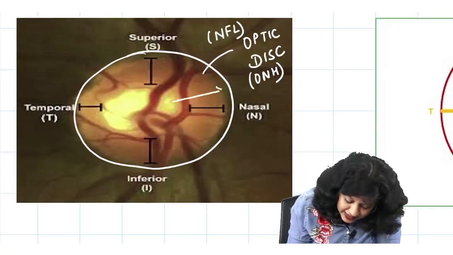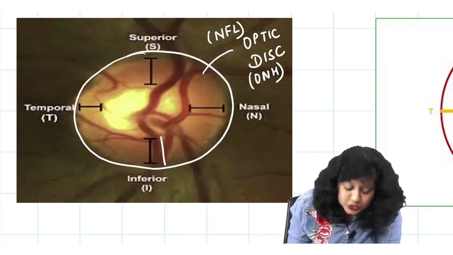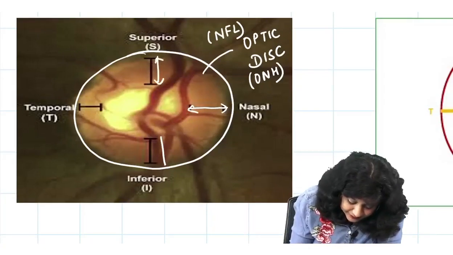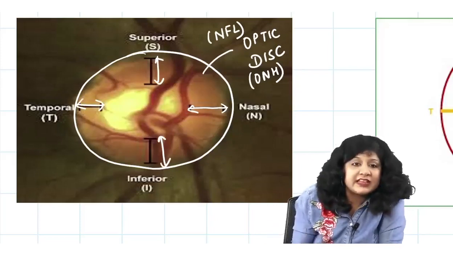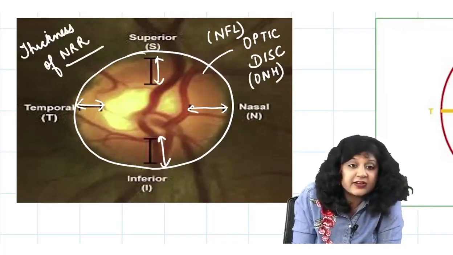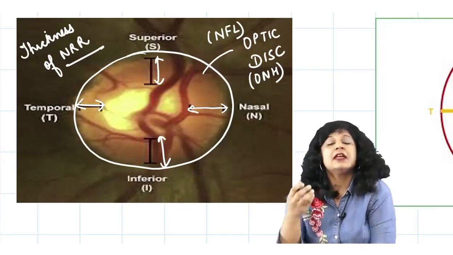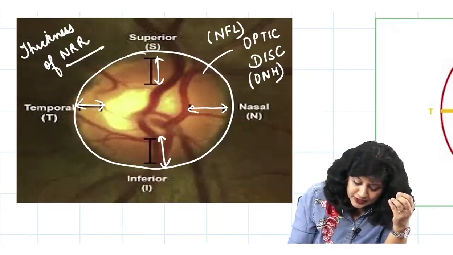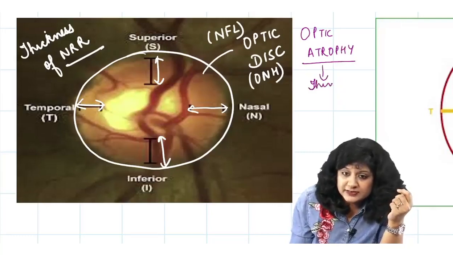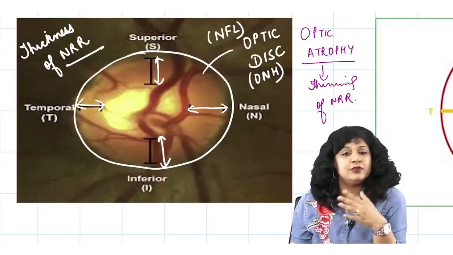So this area that I am able to see, can you see? This area is actually showing me the thickness of this nerve fiber layer. So I have this area, this area, this area, and this area. What are these? These are actually the thickness of the neuroretinal rim. So that is showing you the health of the optic disc, because when you get optic atrophy, I will get thinning of this neuroretinal rim. So in the beginning, when the optic disc is healthy, I do not have any problem.